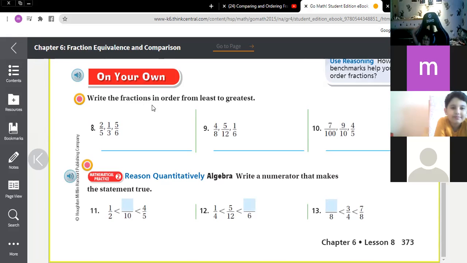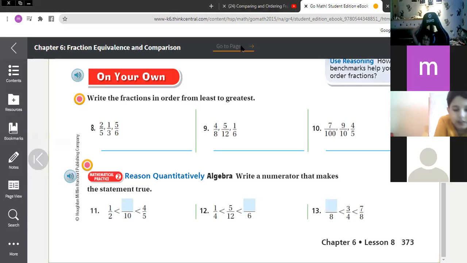Okay, how much? Write the fractions in order from least to greatest: 2 over 5, 1 over 3, 5 over 6. Let me write it for you, then you are going to answer it together. Okay. 1 over 3.